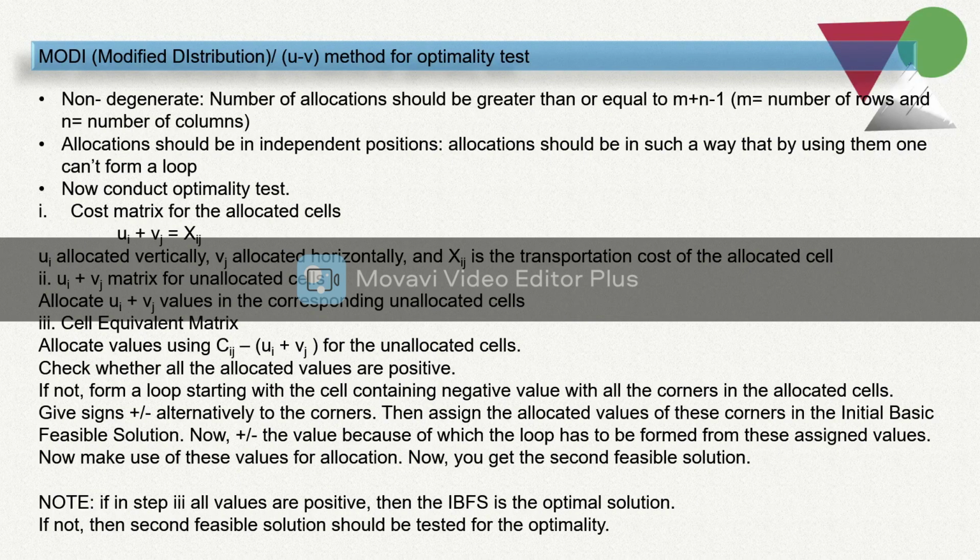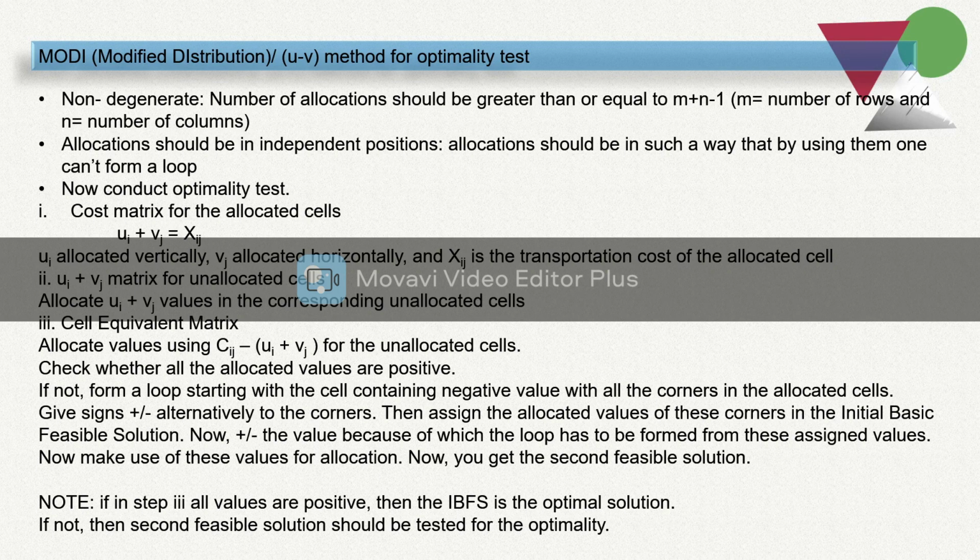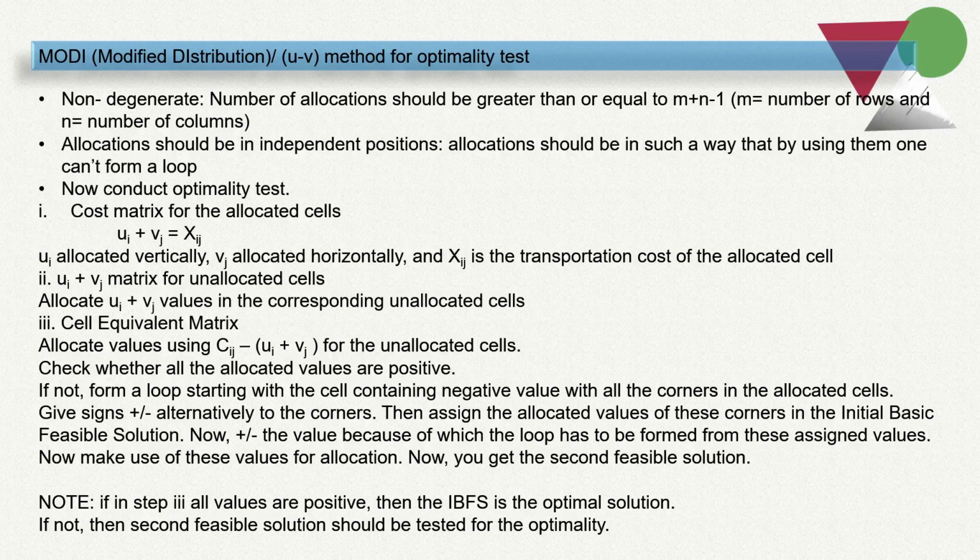Then moving to MODI or the modified distribution method. It is also called as UV method for optimality test. Here the steps involved are finding out whether it is non-degenerate. For this, we have to check whether the number of allocations should be greater than or equal to m plus n minus 1, where m is the number of rows and n is the number of columns. Then allocation should be in independent positions. Allocation should be in such a way that by using them one cannot form a loop.